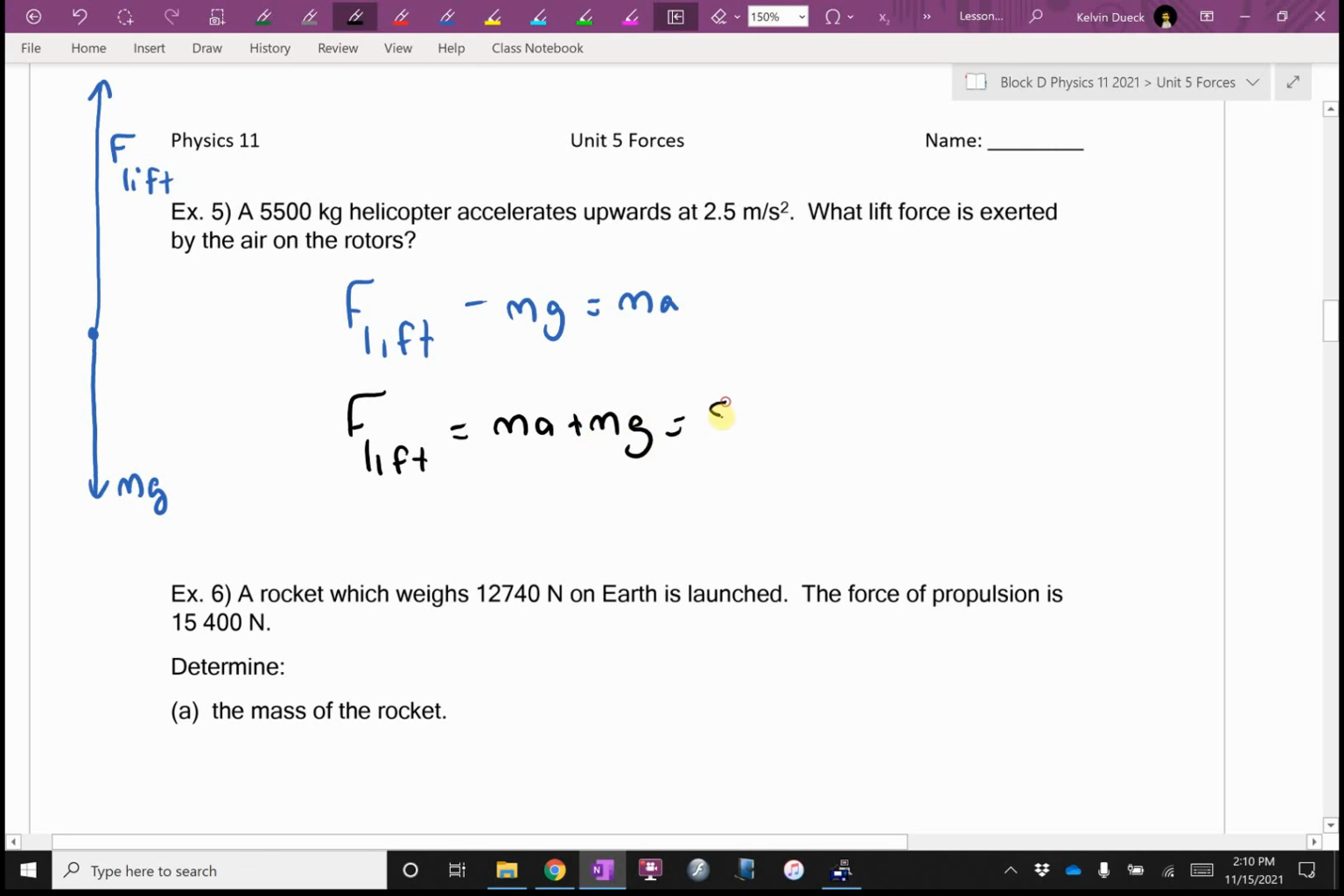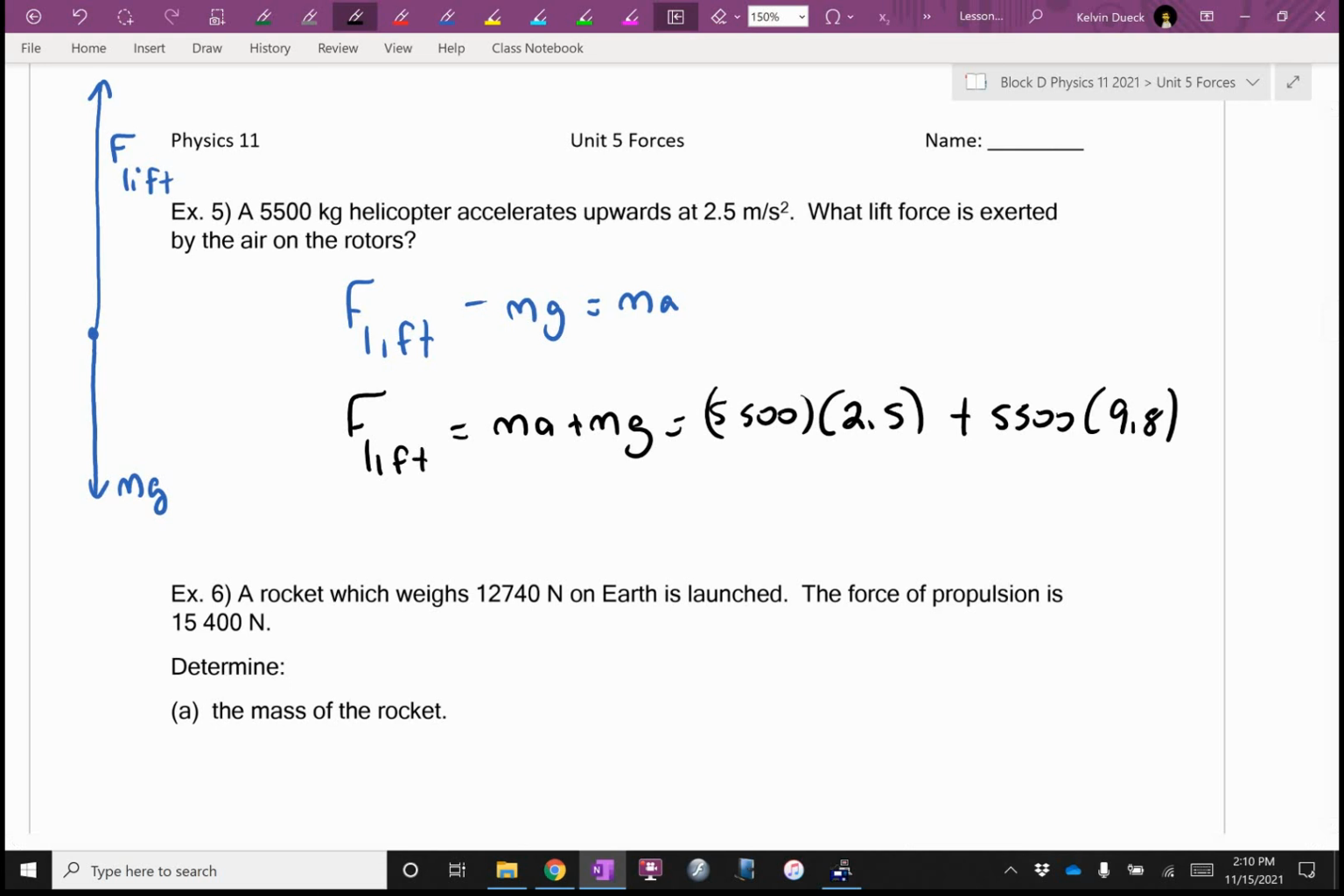So it's going to be 5,500 times 2.5 plus 5,500 times 9.8. It's going to be 5,500 times 12.3. Yeah, times 12.3. So 5,500 times 12. I'm getting yucky numbers. No, I'm going to wimp out. I need a calculator.